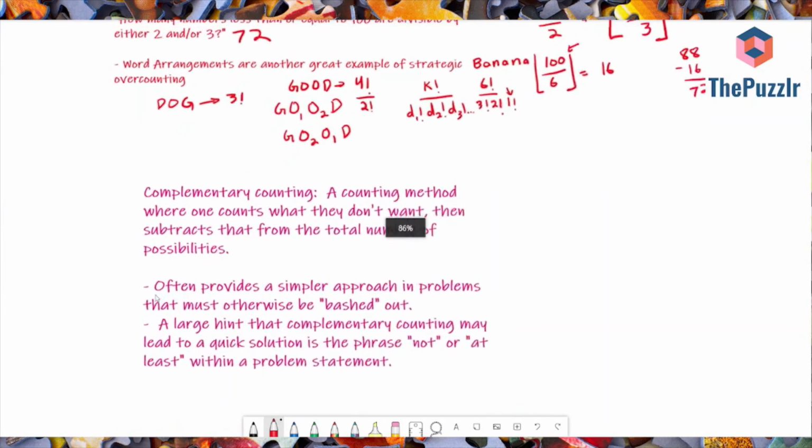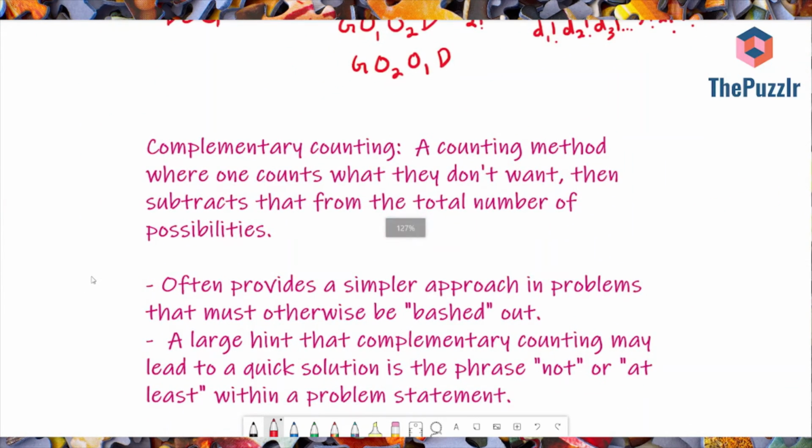Complementary counting. So this is a counting method where one counts what they don't want, then subtracts that from the total number of possibilities. It often provides a simpler approach in problems that must otherwise be bashed out, the word that we used earlier. So a large hint that complementary counting may lead to a quick solution is the phrase "not" or "at least" within a problem statement.